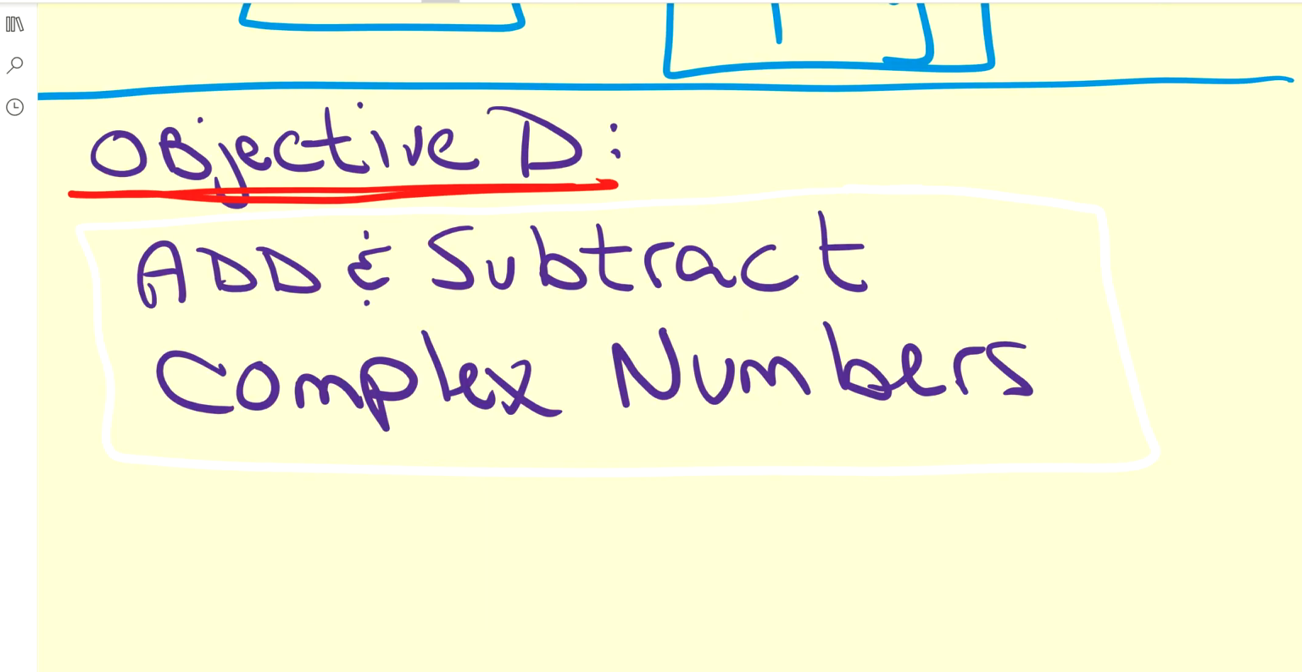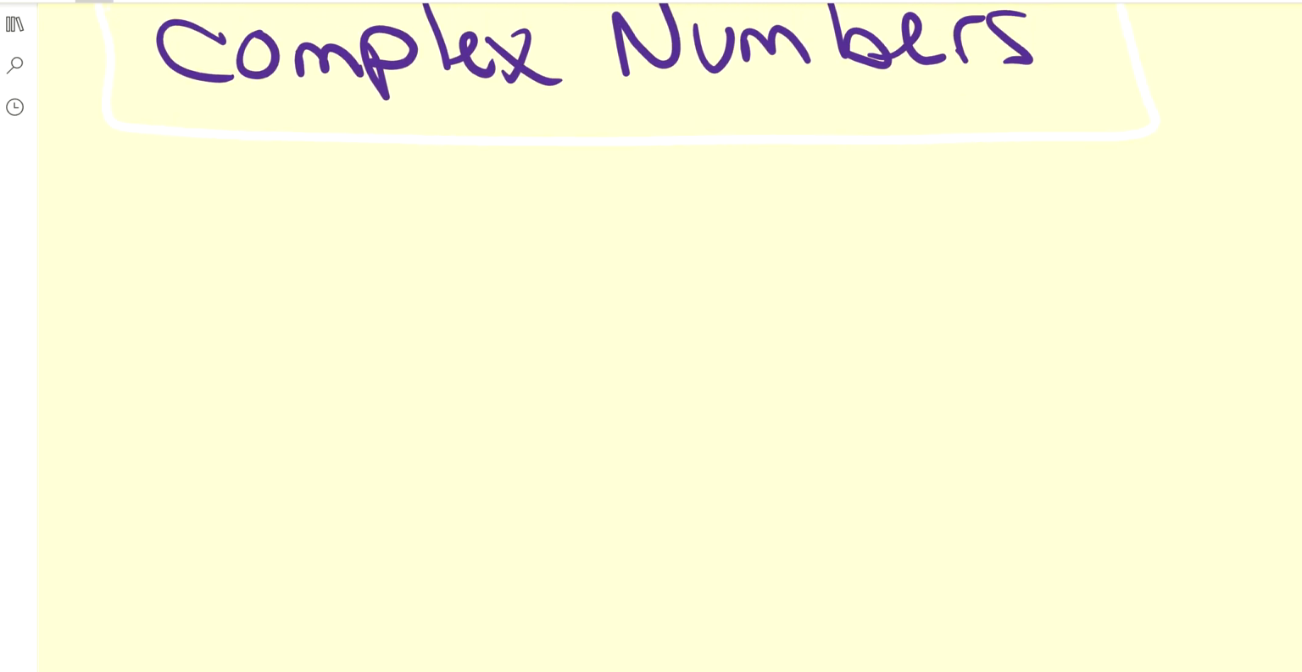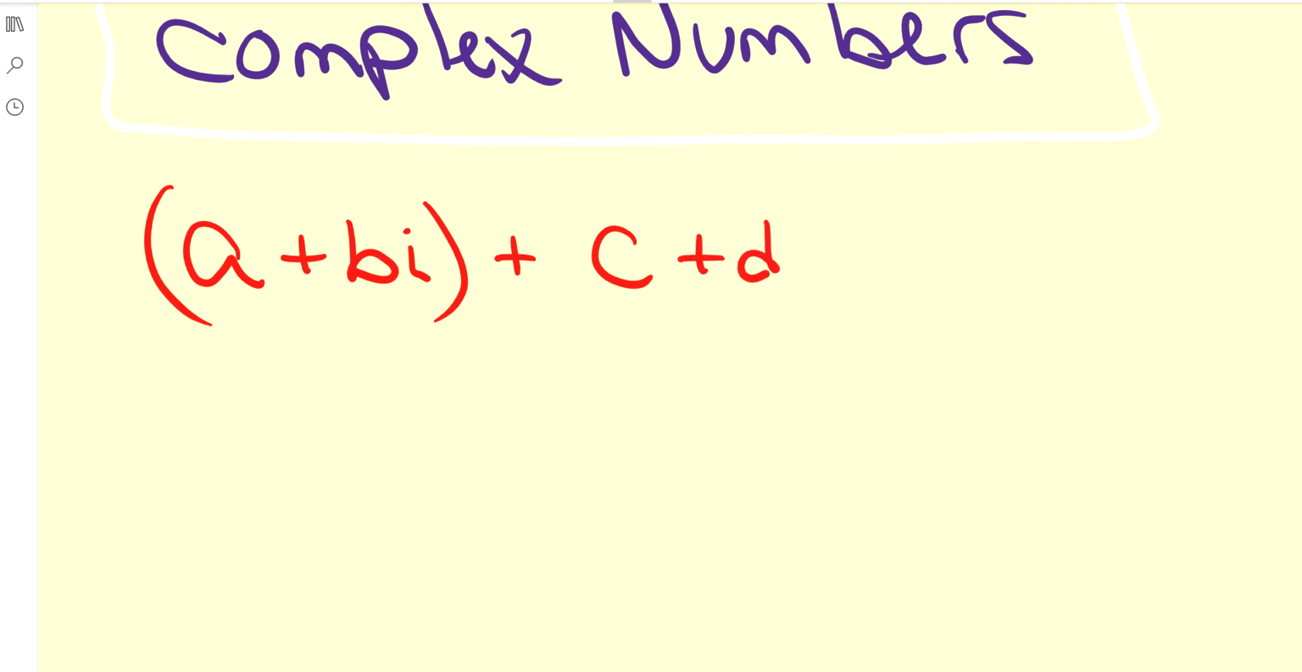All right, here we're on to objective D. We're going to add and subtract these complex numbers. Very, quite simple, really. All right, and here's how this will work. I'm going to write up a couple of expressions here, and let's say we're going to have a plus bi plus, and I'll write the second one up as c plus di. And this is, quite frankly, the same as doing the polynomials when we're adding and subtracting polynomials.